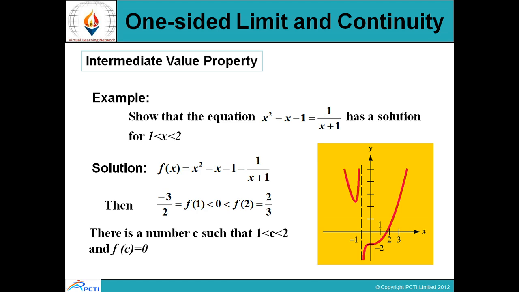Example: show that the equation x square minus x minus 1 equals 1 upon x plus 1 has a solution for x between 1 and 2. Let f(x) equal x square minus x minus 1 minus 1 upon x plus 1. Then f(1) equals minus 3 by 2, which is less than 0, and f(2) equals 2 by 3. There is a number c such that 1 is less than c less than 2 and f(c) equals 0.